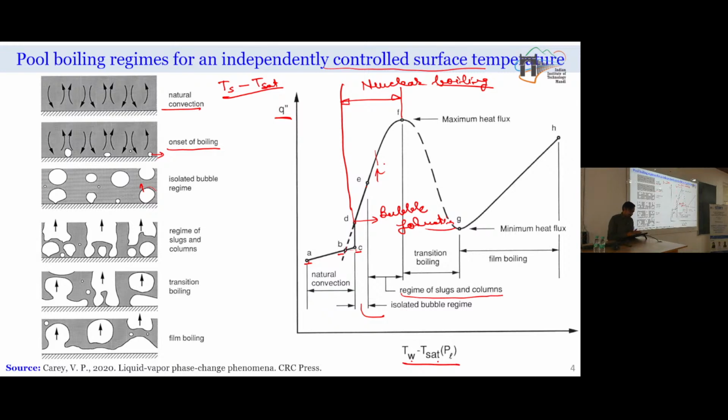And these large numbers of bubbles are periodically leaving the surface. We will find that two or more bubbles from different nucleation sites merge together and form a big vapor volume, which rises in the form of slugs and columns. And in this regime, typically we have the highest heat transfer rates.